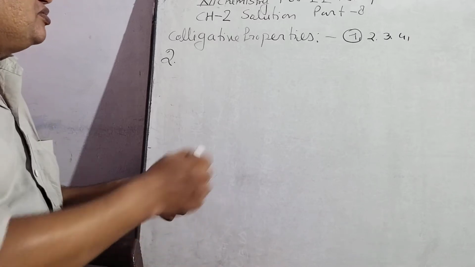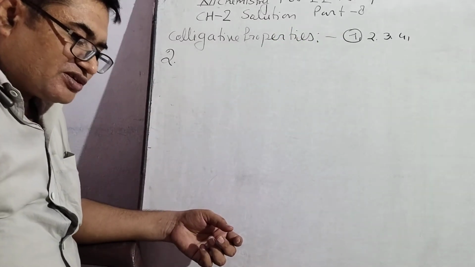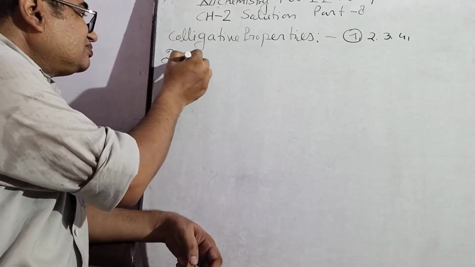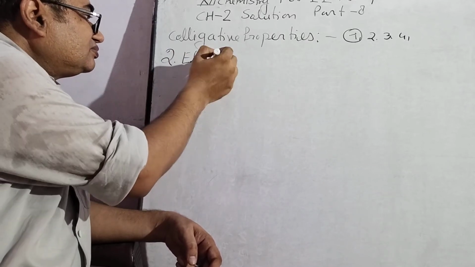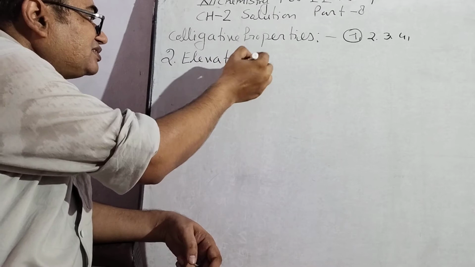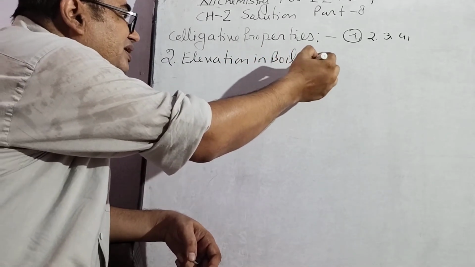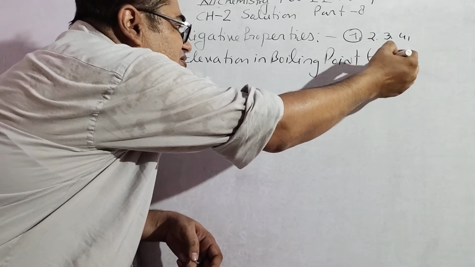Now we have to move on to the second colligative property. That second colligative property is called elevation in boiling point temperature.